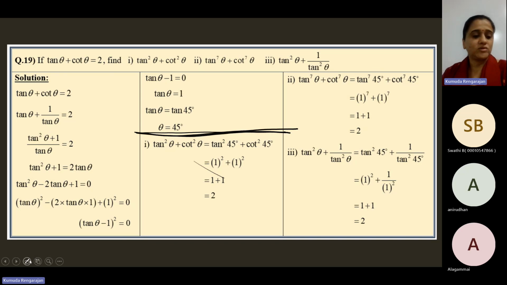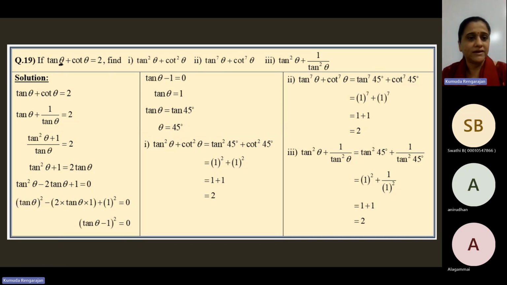So you can guess this also because of what's given: tan of an angle plus cot of the same angle is 2. So it has to be 45 only, no? Because tan 45 is 1, cot 45 is 1, and 1 plus 1 is 2. It satisfies the equation. So you can even guess it. Supposing it's an MCQ, you don't have to show all these steps.